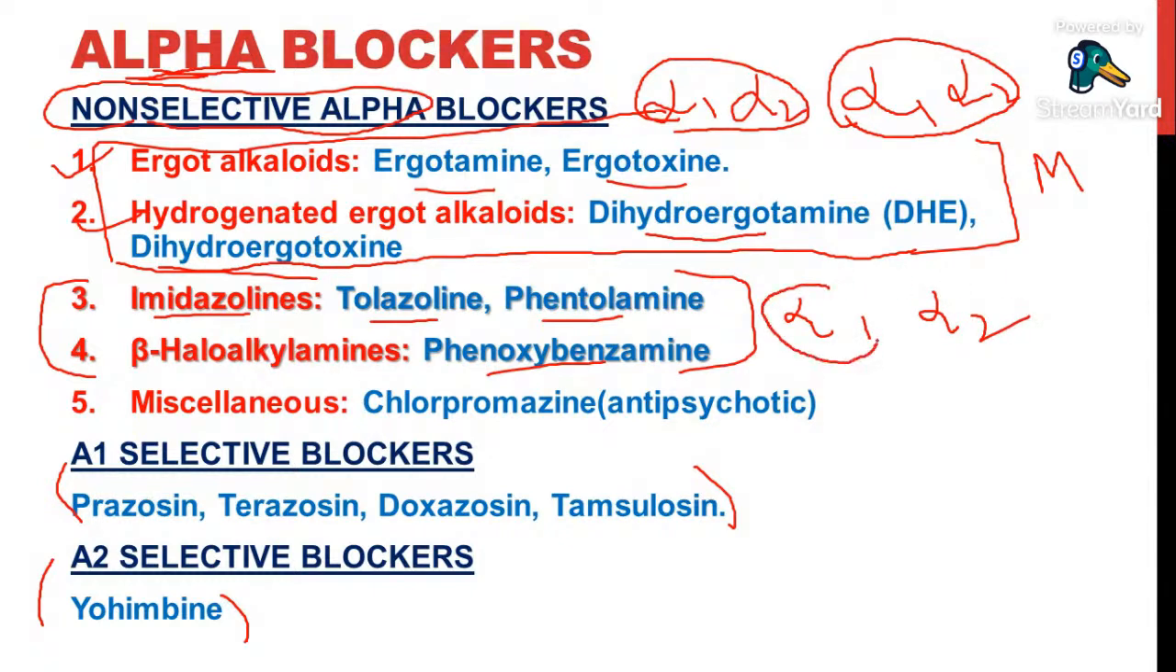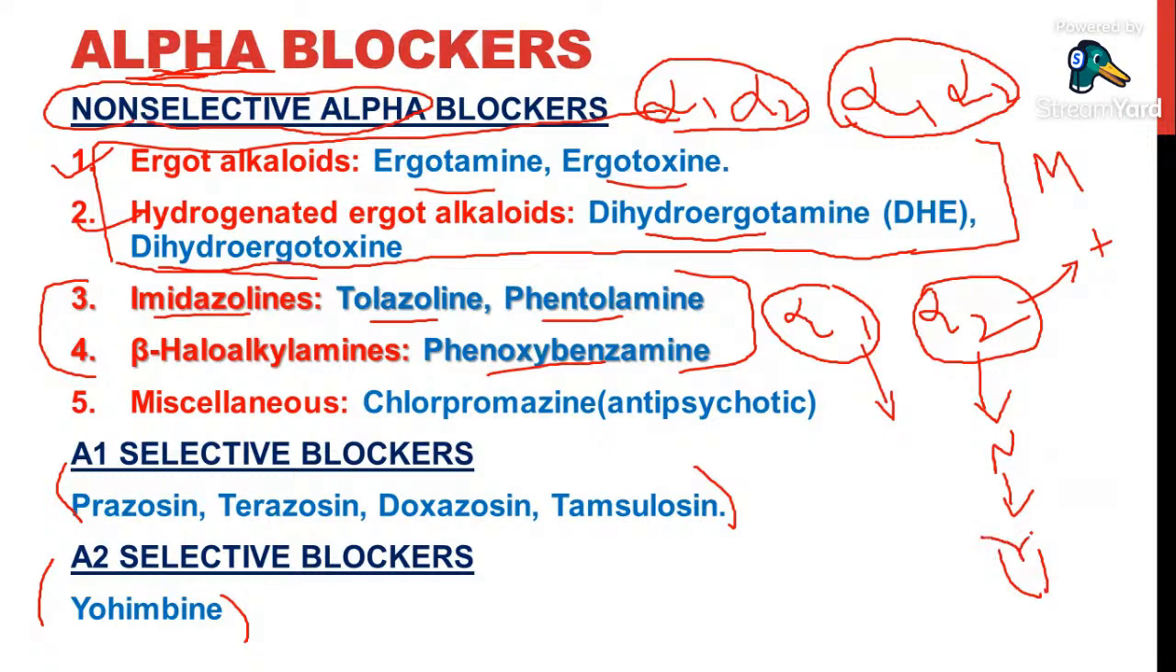When alpha 1 blocking activity is seen with these drugs, it will decrease blood pressure. And when alpha 2 blocking activity is seen, it will cause tachycardia, because when the alpha 2 receptor is blocked, it will increase the secretion of noradrenaline, and this noradrenaline will go and act on the heart, and it will cause tachycardia, palpitation, and arrhythmias. So tolazoline, phentolamine, and phenoxybenzamine, these three drugs will block alpha 1 and alpha 2 receptors.